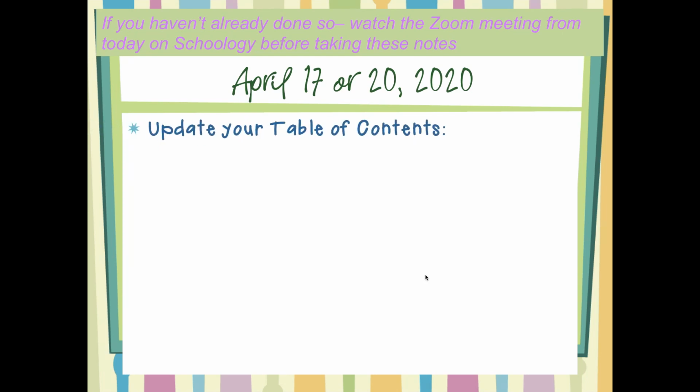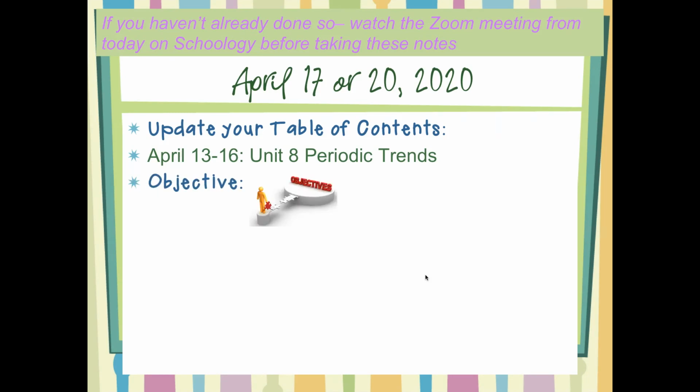All right. The first thing I want you to do is a quick organization thing. I'd like you to update your table of contents. It just keeps your notebook more organized, not for right now, but for weeks or months or years from now if you need to look back at it. So April 13 through 16 was our Unit 8 periodic trends, a really short unit, but packed with lots of great information about why the periodic table looks the way it does and what information we get from it. Okay, but now we're ready to move on to Unit 9.